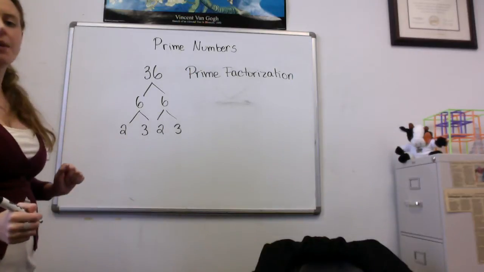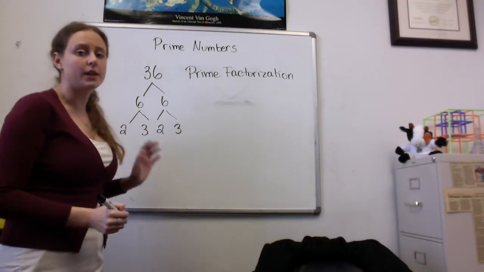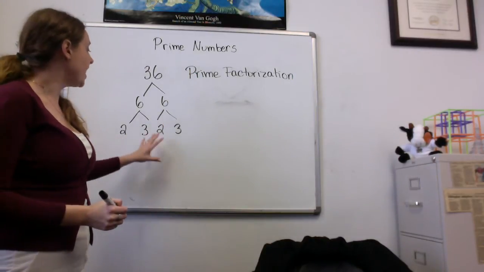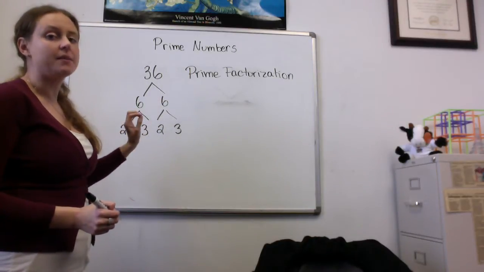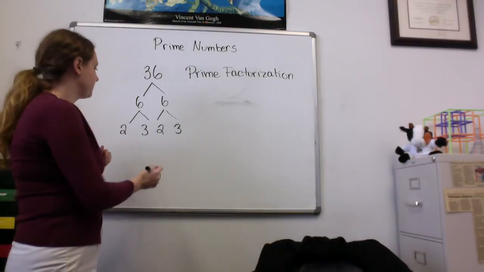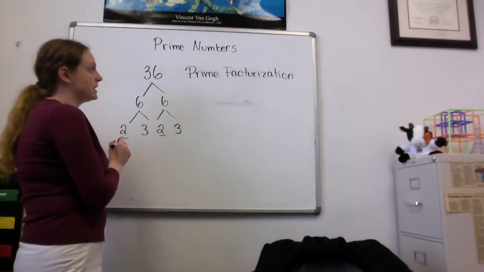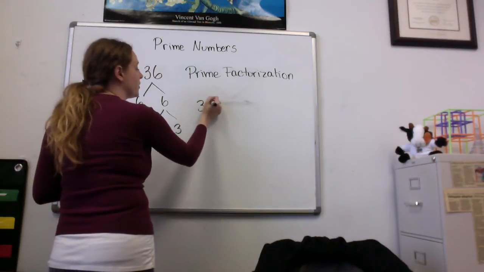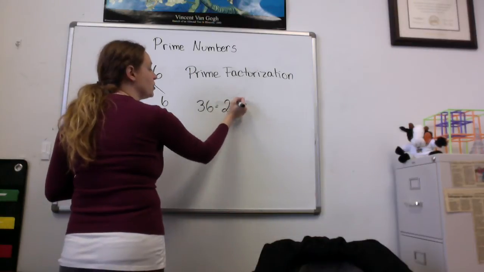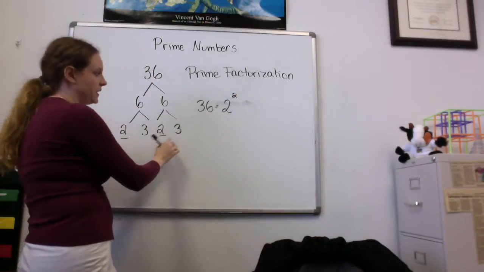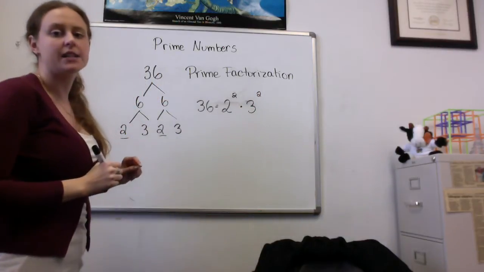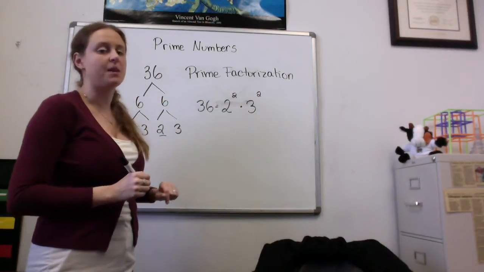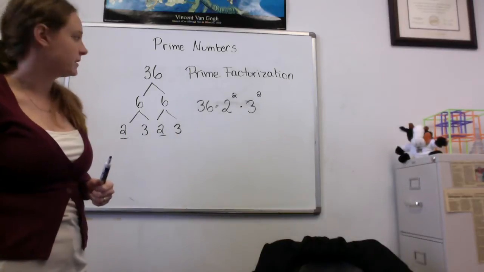2 and 3 are prime numbers, so I need to stop. Don't keep going. I should not have 1 anywhere on my factor tree. 1's not prime, so it's not going to be part of my prime numbers. So I'm going to write this as its prime factorization. I can say 36 is equal to 2 squared, because there are 2 of them, times 3 squared. That's what a prime factorization looks like. You can check this by typing in your calculator and getting out 36.